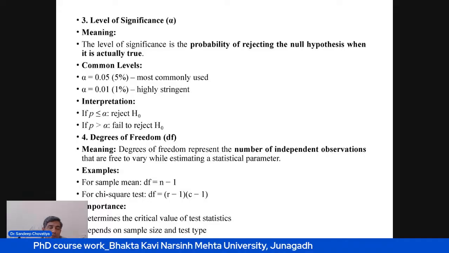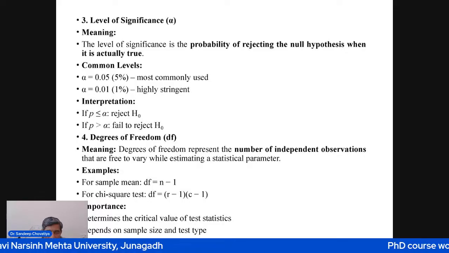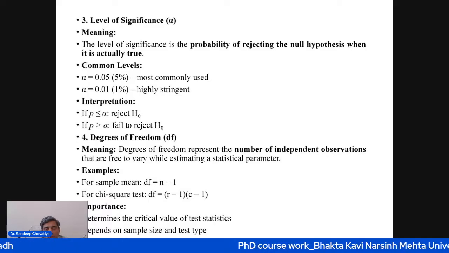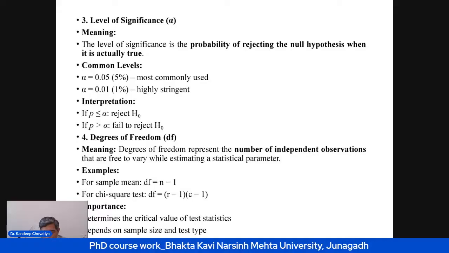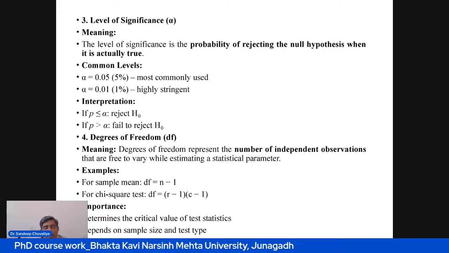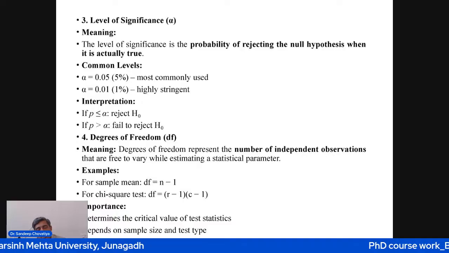Likewise, when we are discussing the chi-square test, the degree of freedom we take is R minus 1, as well as C minus 1, meaning whatever information we have in the form of rows, which is R, and whatever information we have in the form of columns, which is C. So this is the degree of freedom for us.